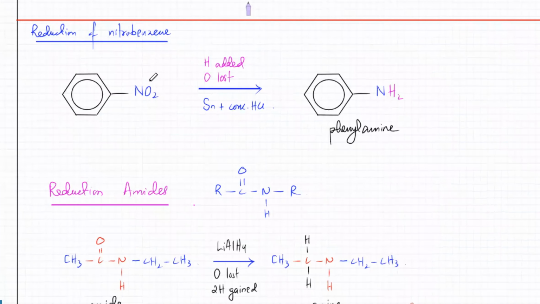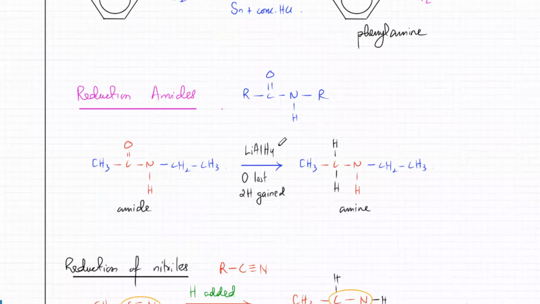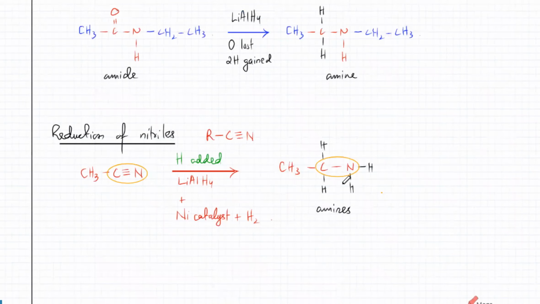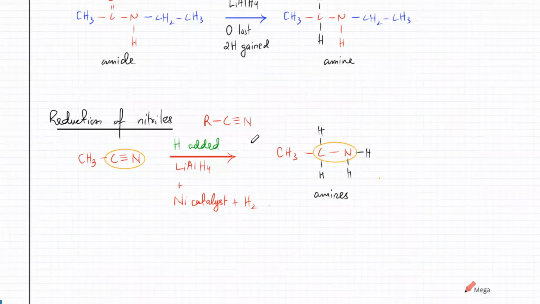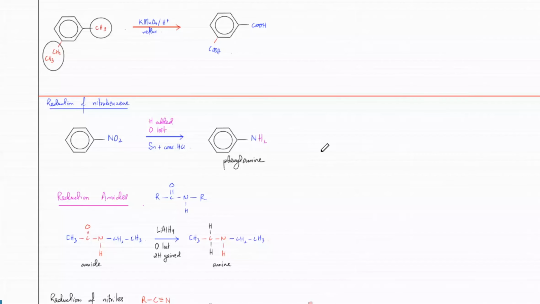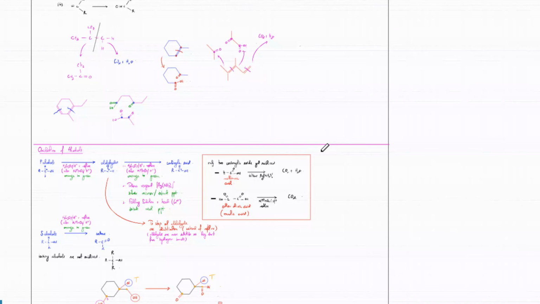Nitrobenzene, tin plus concentrated HCl, the NO2 turns into NH2, the hydrogens get added, that's reduction. That's how phenylamine is formed. Reduction of amides: you've got an amide, which is C double bond O and NH. You reduce it with LiAlH4 and it turns into an amine. There's no longer an oxygen over here, and in its place, you've got hydrogens. And then there was reduction of nitriles, with LiAlH4 as well. You've got a CN, hydrogens get added to it, and that turns into an amine. So that was pretty much all of it.